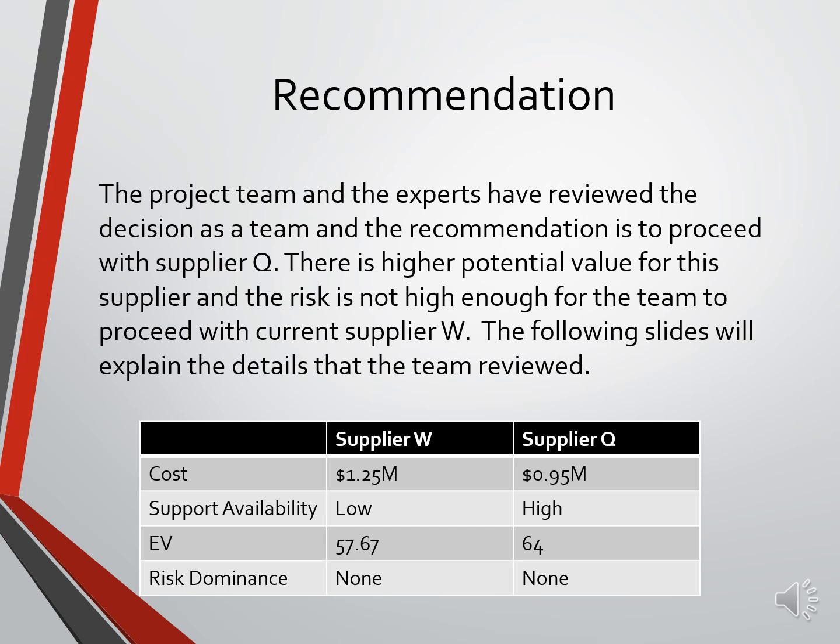The chart here shows some of the critical values that were used to make this decision. Supplier Q provides a lower cost machine, a much higher support ability, and scored a higher expected value, but neither option showed a dominance when reviewing risk. This highlights that this decision is not an easy one to make, but with the use of tools and expert calculations, an educated decision can be found.